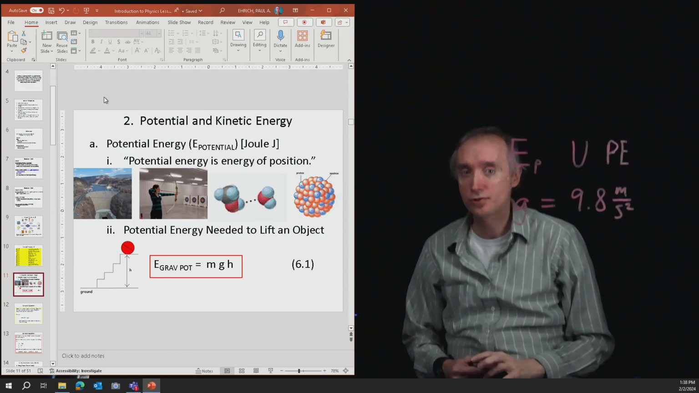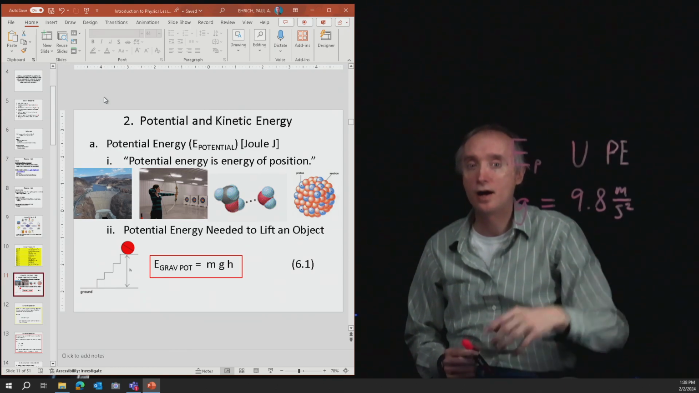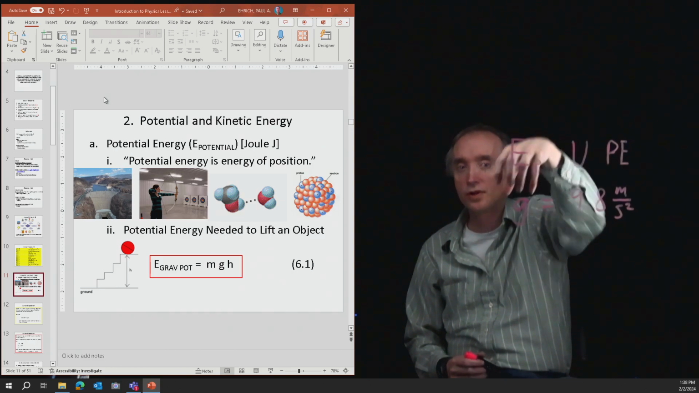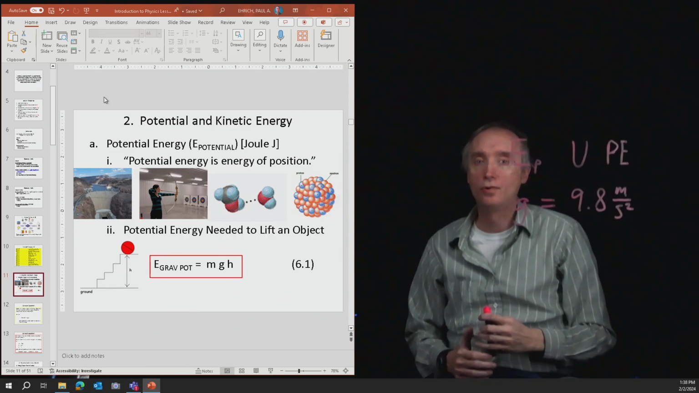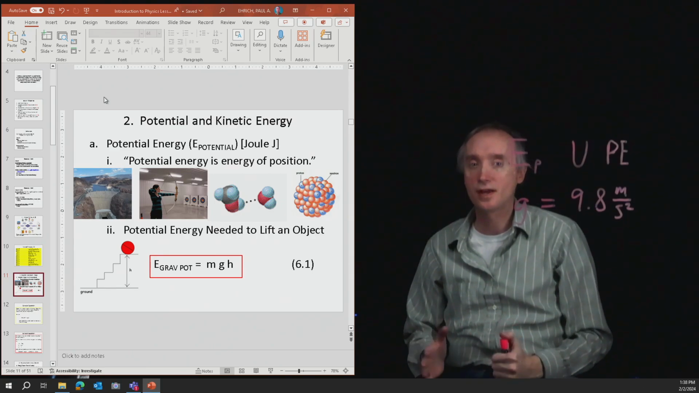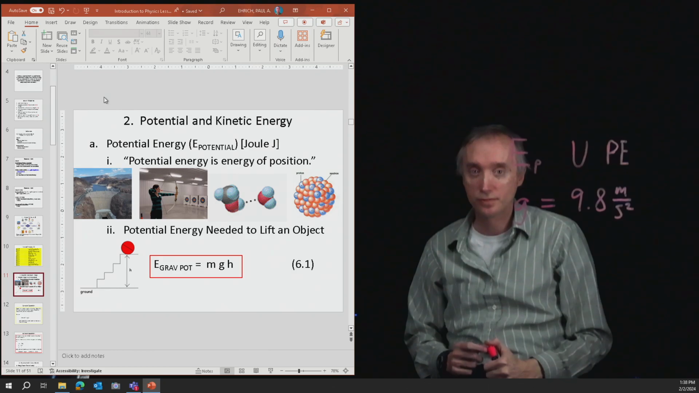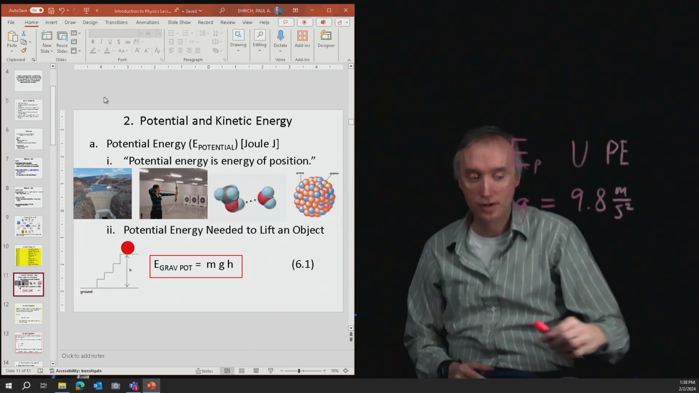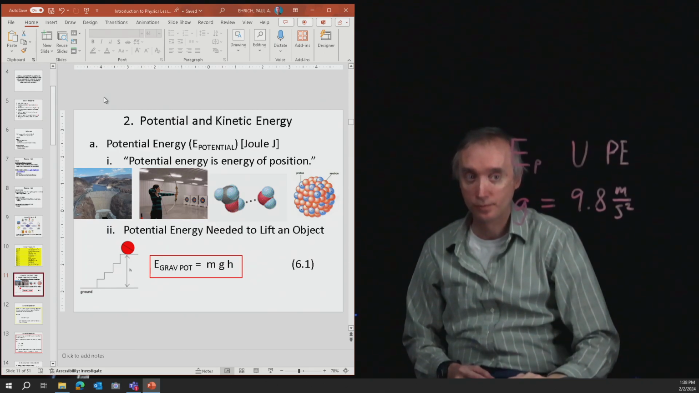And then h stands for height. That's how high you lifted the object. So this brings up a whole bunch of conceptual questions. Conceptual question number 1. See if you can answer these conceptual questions.